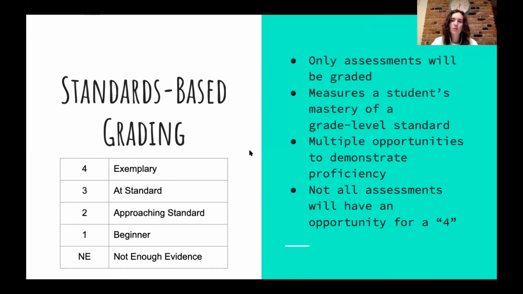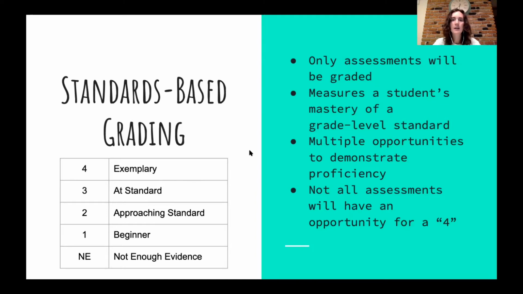Standards-based grading is a measure of a student's mastery of a grade level standard, with multiple opportunities to demonstrate proficiency. So after students have completed test corrections, there'll be an opportunity to retake a new version of the test or quiz to show that they have improved mastery. And not all assessments will have an opportunity for a 4. A 4, I label as reach for a level 4.